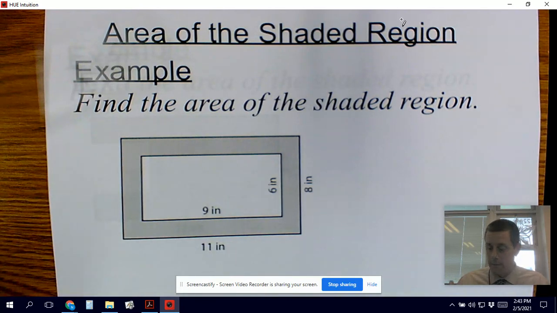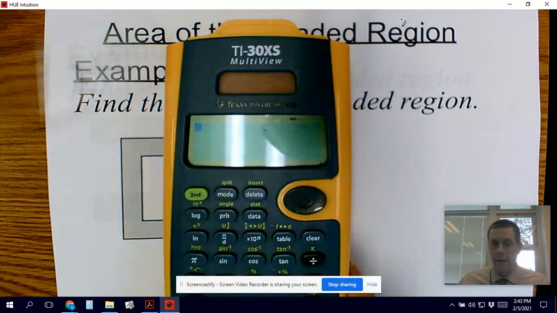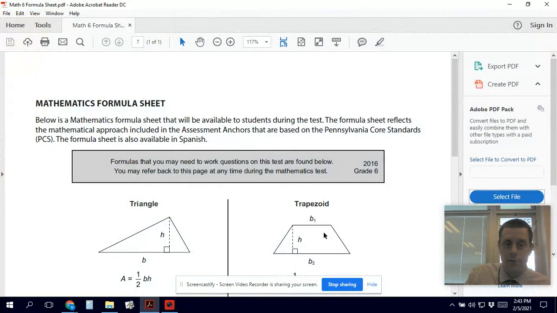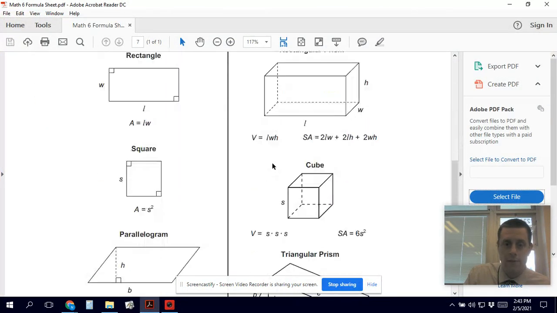So you'll need some supplies, of course. Get a pencil, get a notebook or paper to work along with me. A calculator will also be helpful, so grab one of those. And if you still have access to it, make sure you have your formula sheet ready to go.